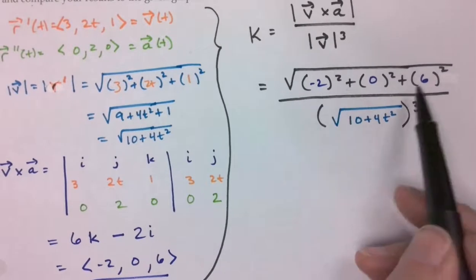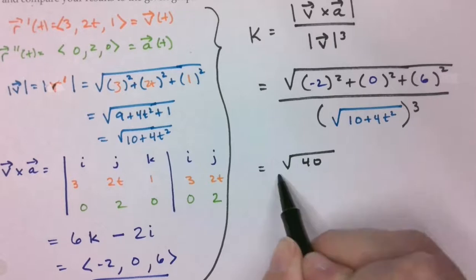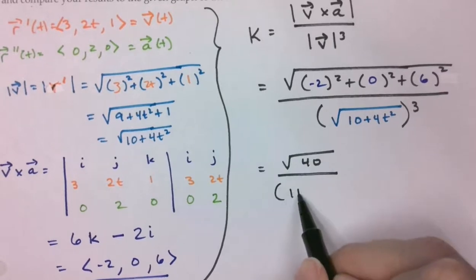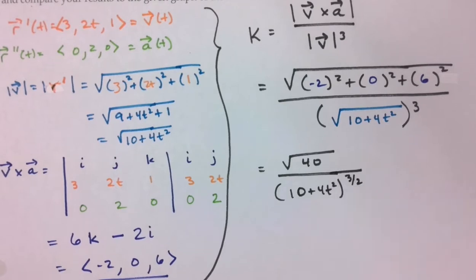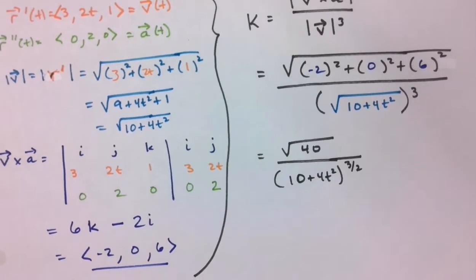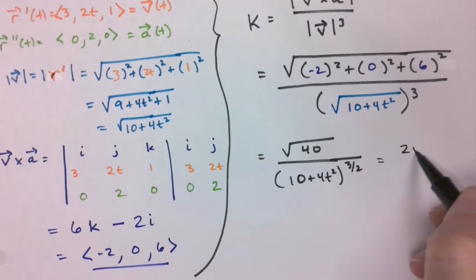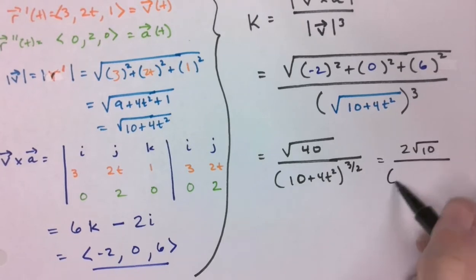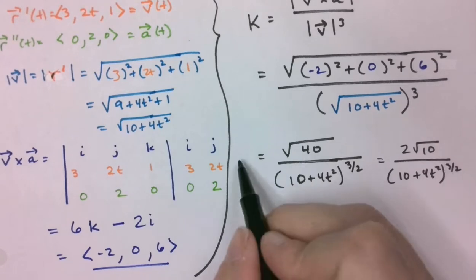So that numerator, that's 36 and that's 4. So that's the square root of 40 over 10 plus 4t squared to the 3/2. It's just easier that way, which is 2 square root of 10 over 10 plus 4t squared to the 3/2. Either one of those works, right? So these are kappa.